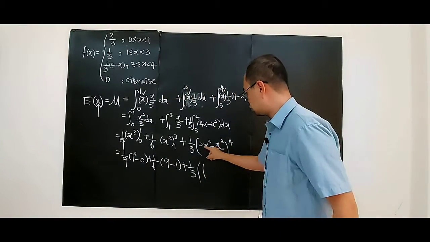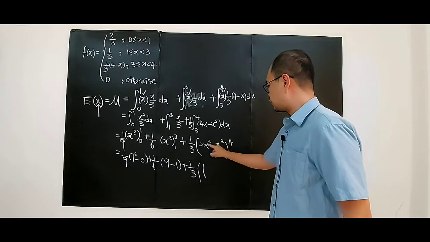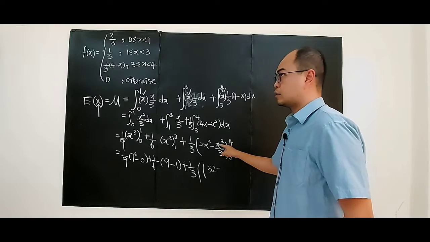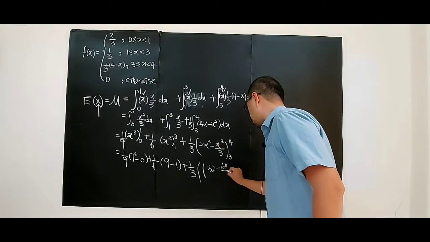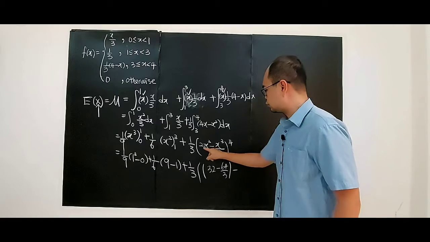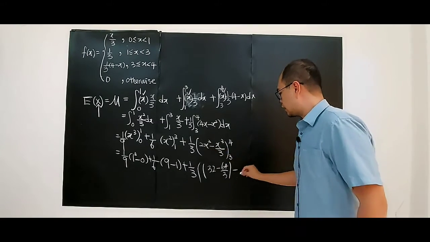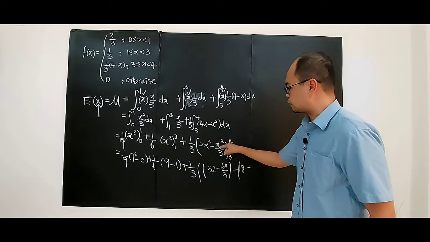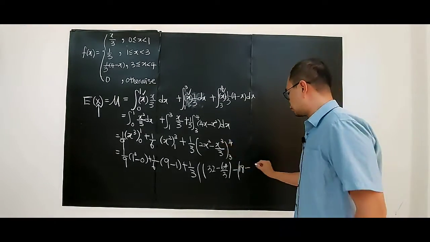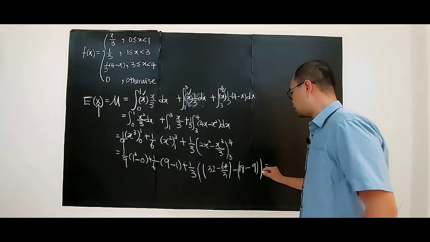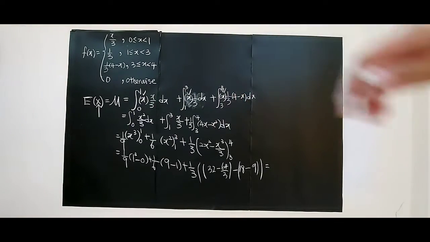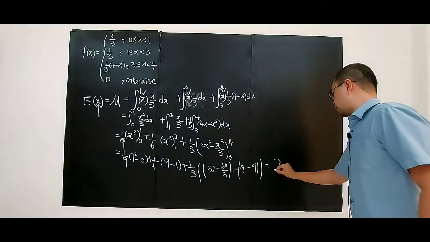Evaluation: you're putting in 4, 2 times 16 is 32, minus 64 over 3, minus, putting in the 3, 2 times 9 is 18, minus 3 to the power of 3, which is 27, so you get 9 here. If you evaluate all this, you get your mean. Let's calculate. After I calculate all this, I will get the value of the mean, which is 2.